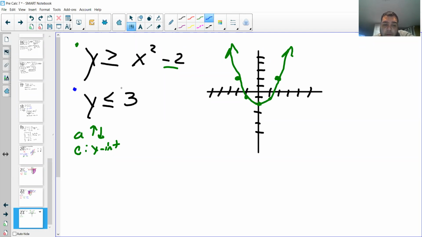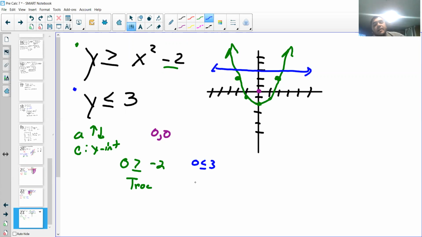And then the other one, y is less than or equal to 3. So here's a y line. Same concept. You're testing something. 0, 0 is always reliable. So for the first one, 0 is greater than or equal to 0 squared minus 2. This is true. The other one, 0 is less than or equal to 3. That is true.